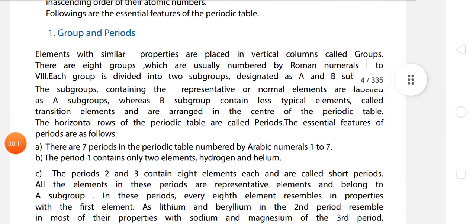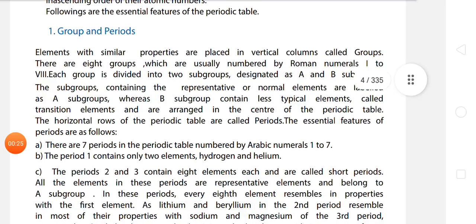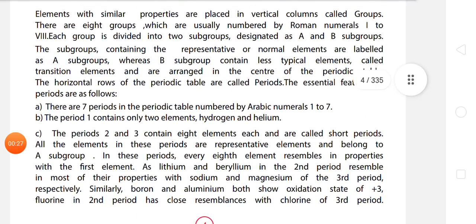Groups and periods. Elements with similar properties are placed in vertical columns called groups. There are 8 groups, which are usually numbered by Roman numerals 1 to 8. Each group is divided into subgroups, two subgroups designated as A and B subgroups. The subgroup containing the representative or normal elements is labeled as A subgroup, whereas the B subgroup contains less typical elements called transition elements and is arranged in the center of the periodic table.